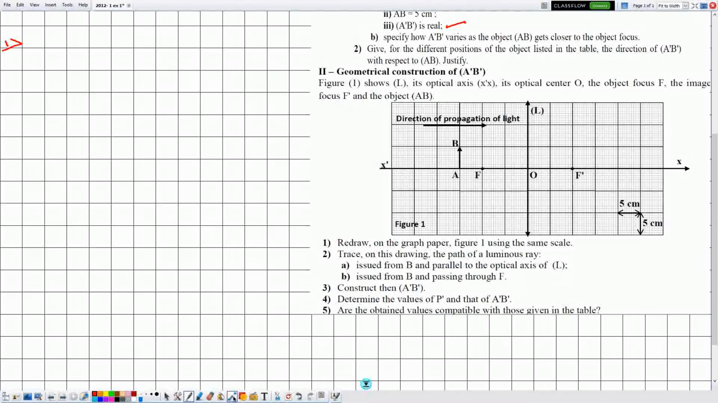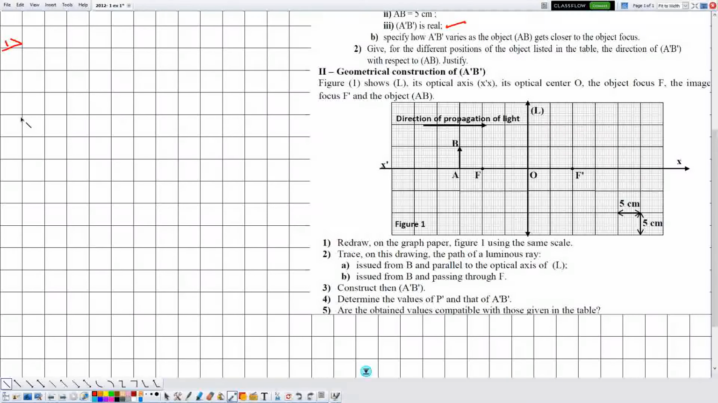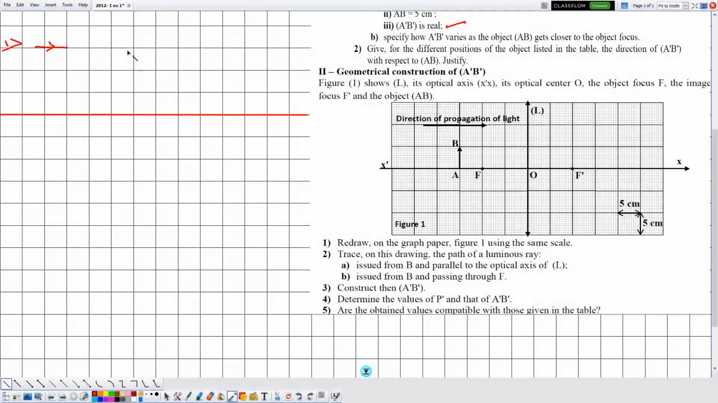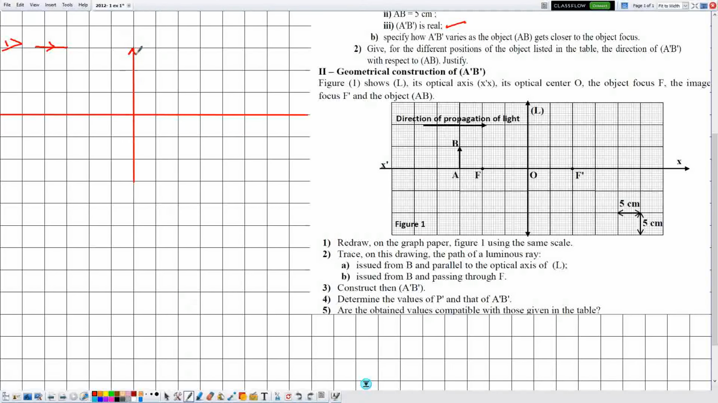So whenever we need to redraw the figure, we always start by drawing the optical axis in the same direction as that of propagation of light, which is considered to be from left to right. Then we place the lens L perpendicular to the optical axis at the center. Let's label some stuff. This is the symbol of a converging lens, which is L. This is the optical axis X prime X, and the intersection between the optical axis and the lens L is the optical center O.